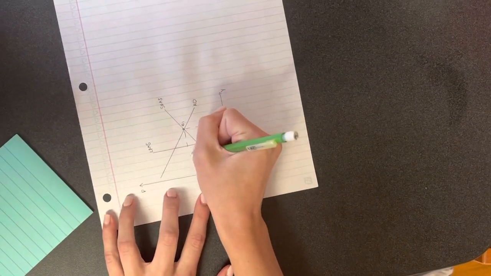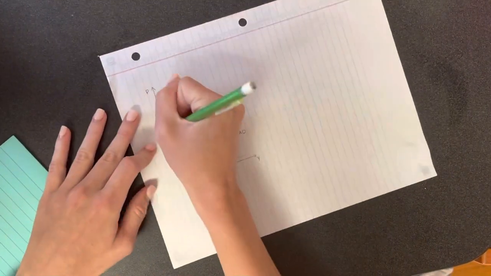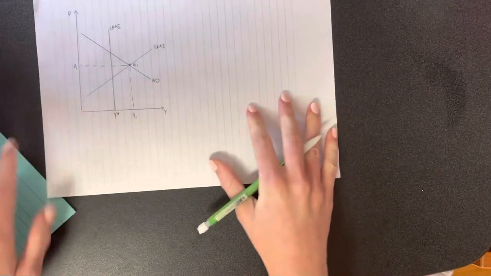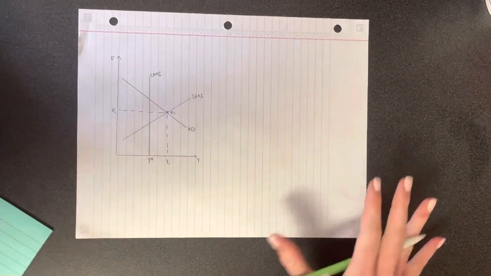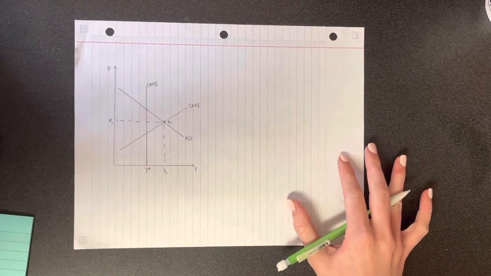I'll turn this back in a second so y'all can see it. I'm going to have my P1 right here. So this is where we start with our aggregate supply aggregate demand model. And next I'm going to move on to the liquidity preference model.